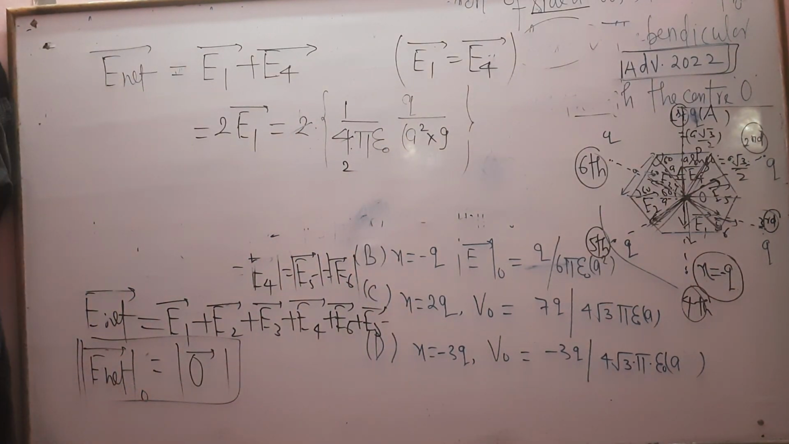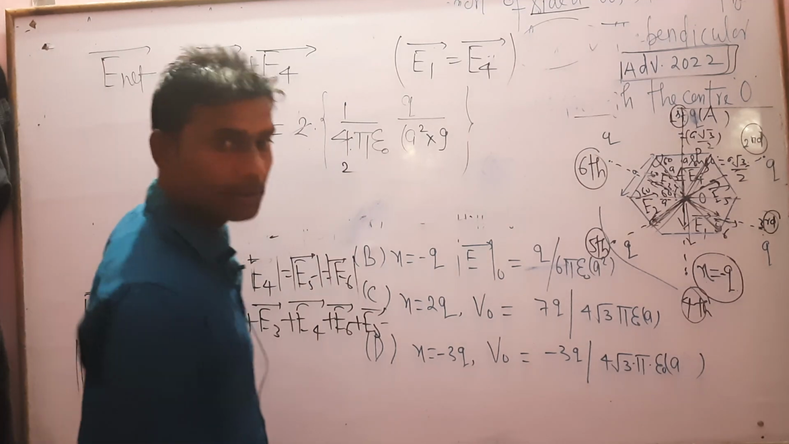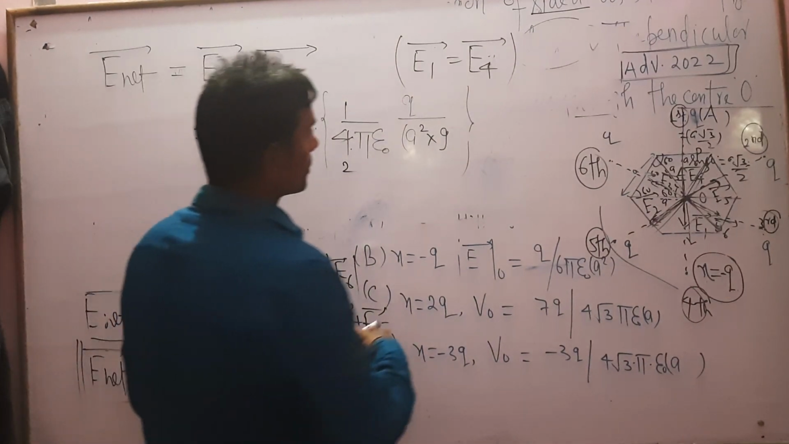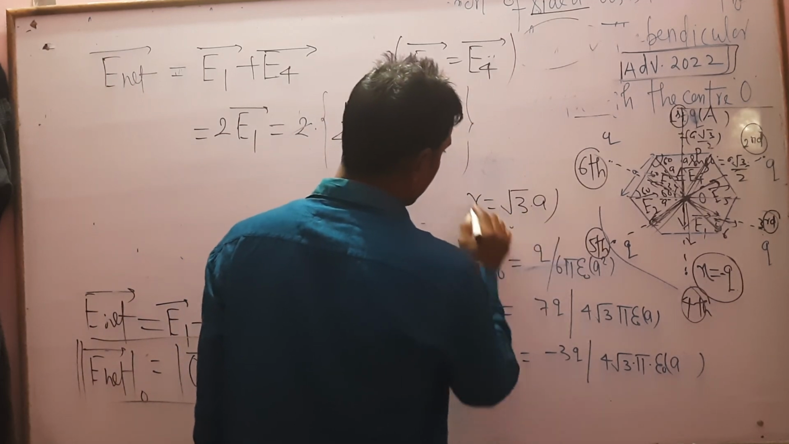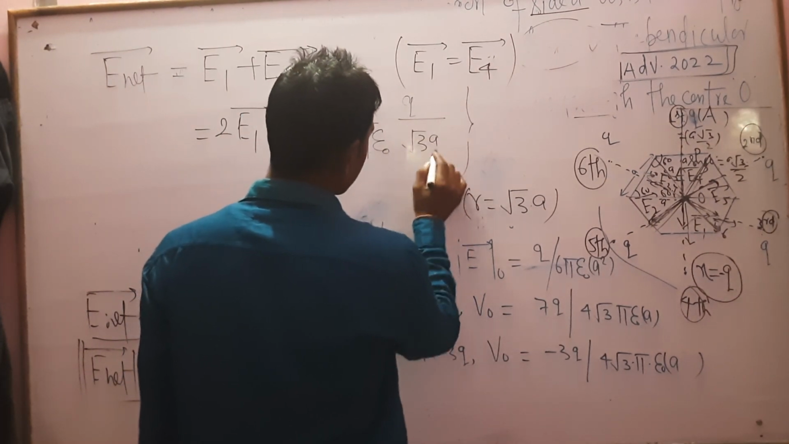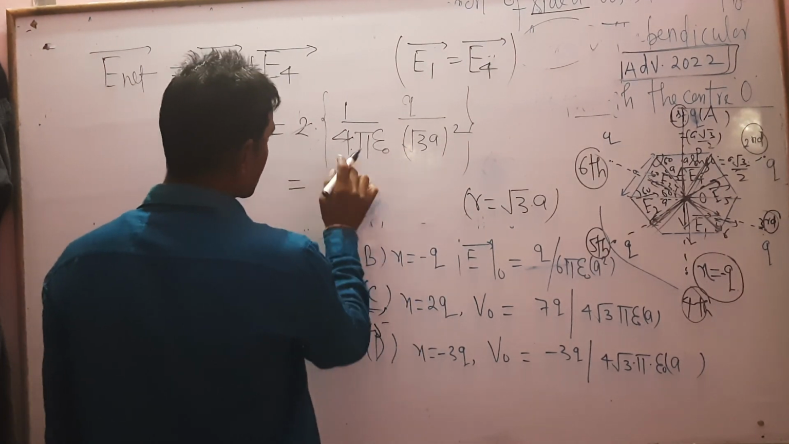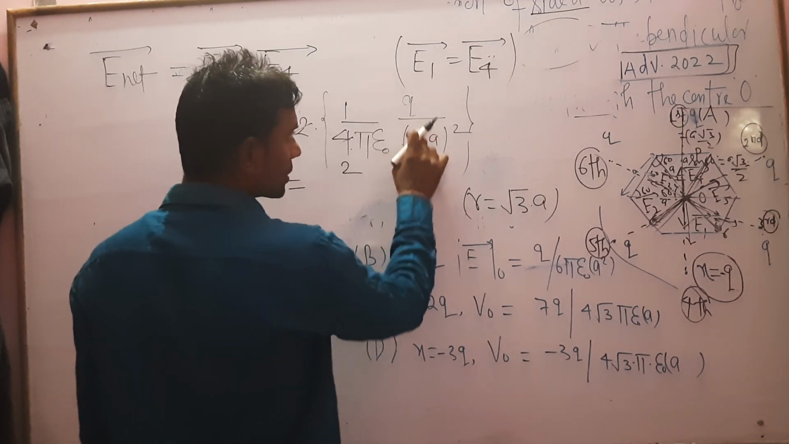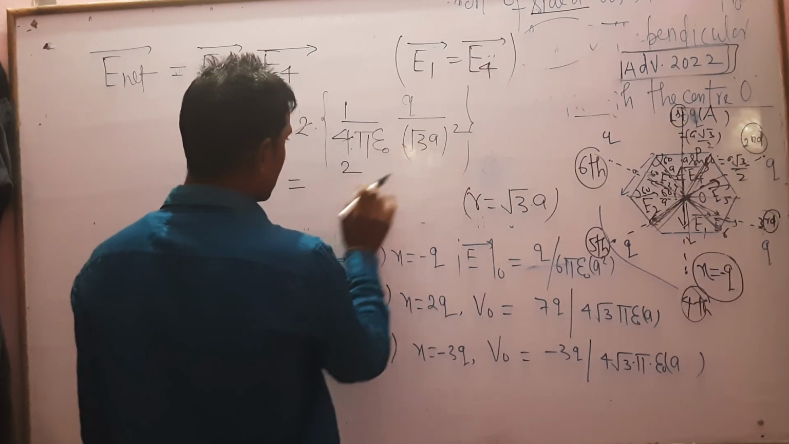So according to the second option, here the distance r equals root 3 into a. So this distance equals root 3 into a whole squared, and that number equals 2. This is root 3 whole squared equal to 3. 3 times 2 gives 6. This is a into a squared.